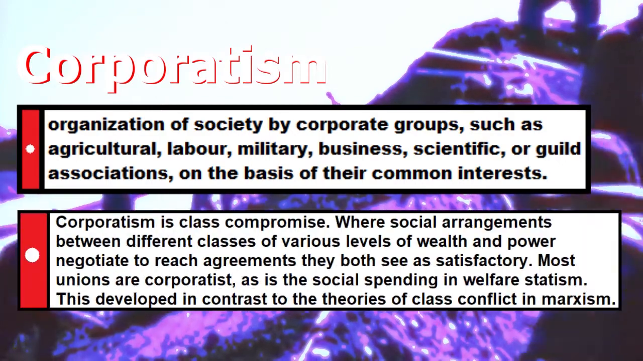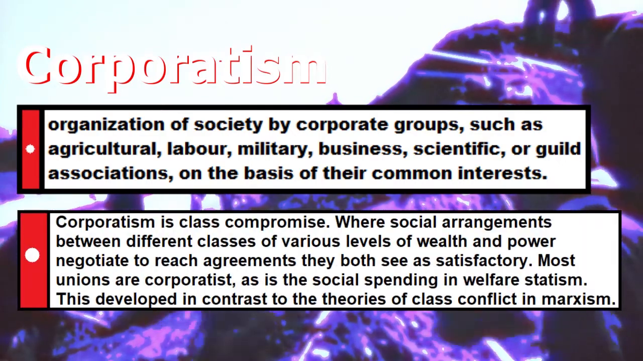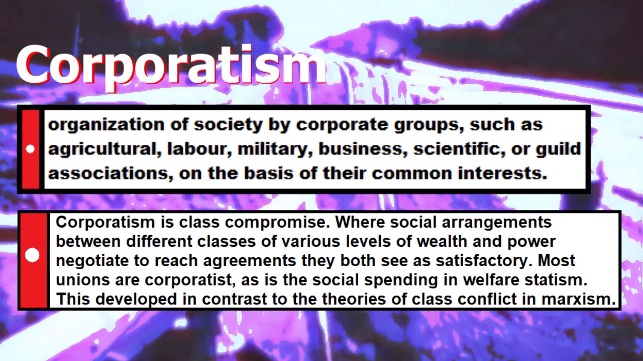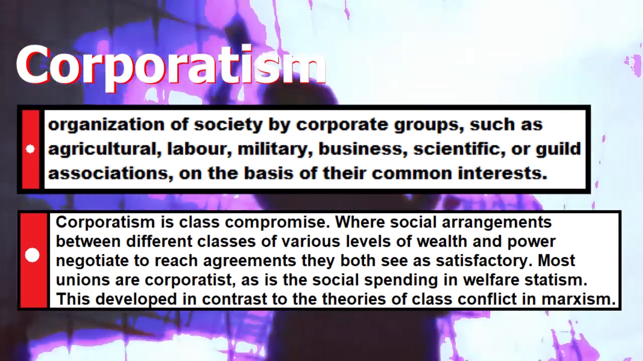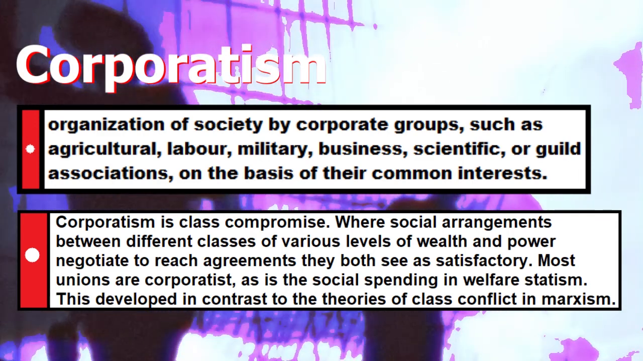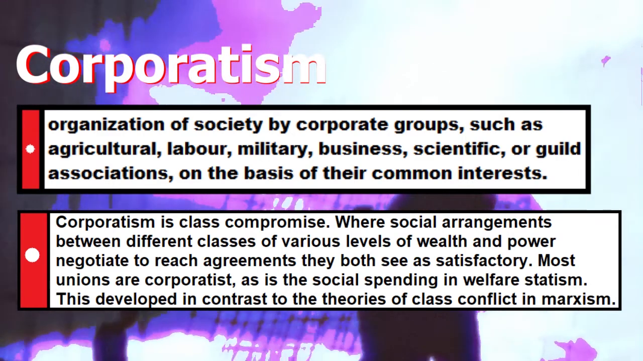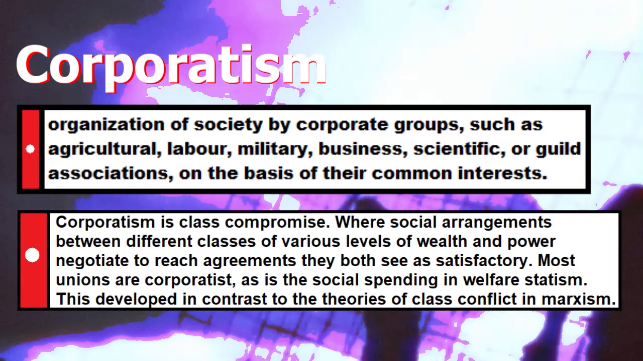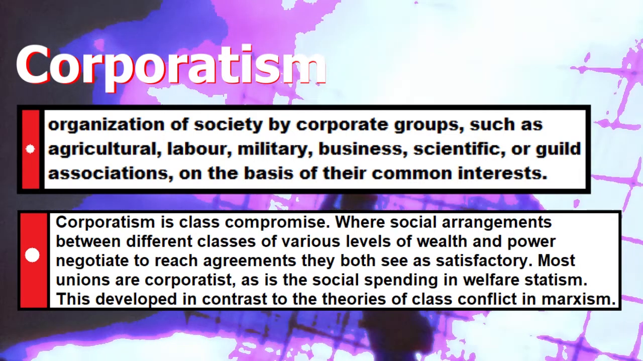Put simply, corporatism is class compromise, where social arrangements between different classes of various levels of wealth and power negotiate to reach agreements they both see as satisfactory. Most unions are corporatist, as is the social spending and welfare statism. This developed in contrast to the theories of class conflict in Marxism.